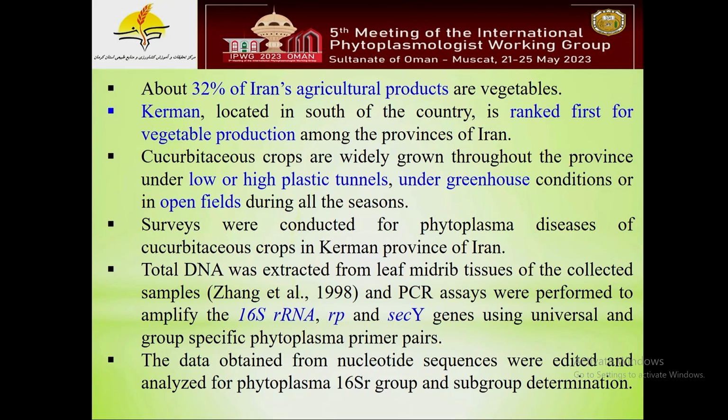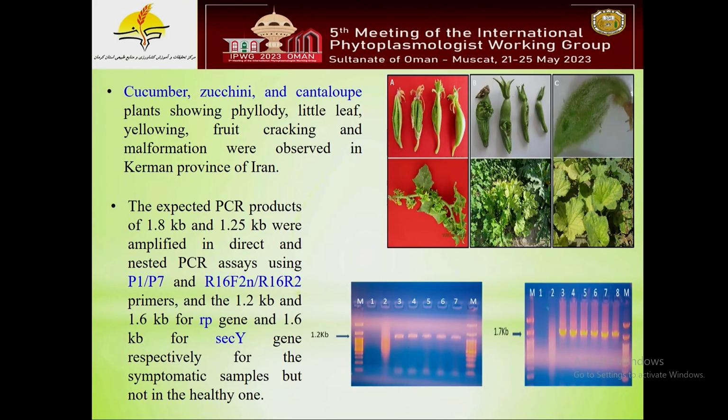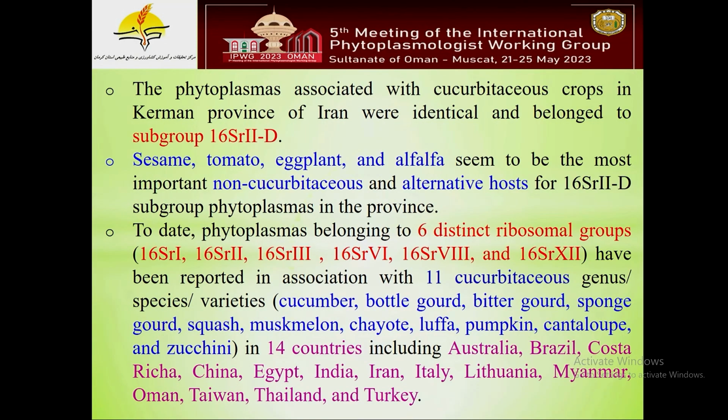We analyzed the sequences, and we found that three cucurbitaceous crops, I mean cucumber, zucchini, and cantaloupe, showing phyllody, little leaf, yellowing, fruit malformation, and cracking were observed in Kerman province. We found that the phytoplasma associated with these diseases belongs to group 2, subgroup D. As Dr. Alireza said, this is the most widespread phytoplasma group in Iran.